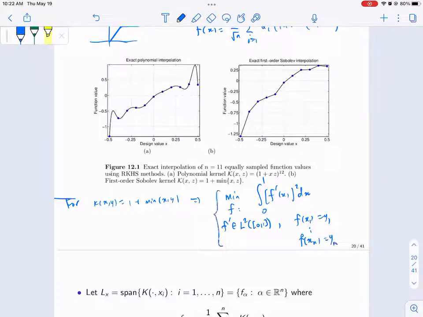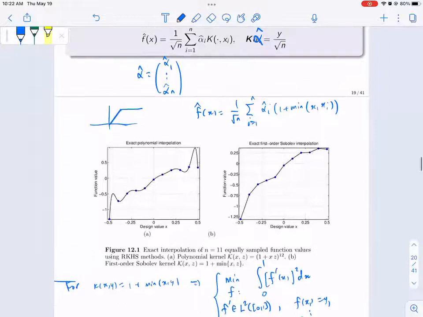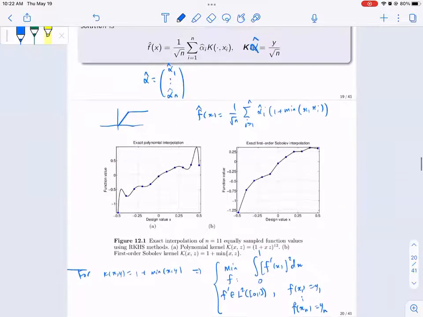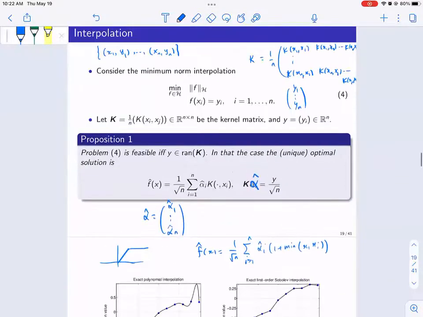So this is showing that the solution of this problem, the function that passes through these points, whose derivative is in L2 and minimizes this L2 norm of f prime, is a piecewise linear function that passes through these points. It is a non-trivial fact, but the theorem of RKHS easily gives you that. Okay, sounds good. So how do we prove this? Let's try to see if we can prove it.